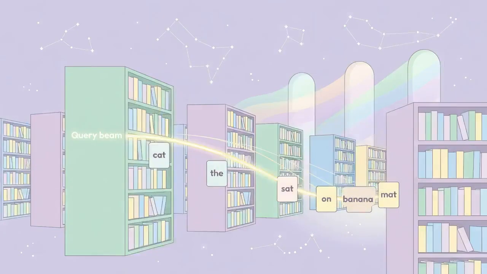To calculate the weight, the query from one word is compared against the key from every other word in the sentence. When cat queries, it scans all the keys. The key from sat matches strongly, they belong together in meaning. The key from banana barely registers at all. The strength of this match becomes the attention weight, the model saying yes, these words belong together.